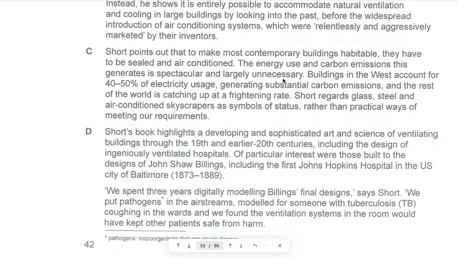Spectacular, what does that mean in this case? It means a lot. Spectacular means a lot. In this case, the energy use, here we are talking about the energy use of what? Because here they say the energy use and carbon emissions, right? Of what?